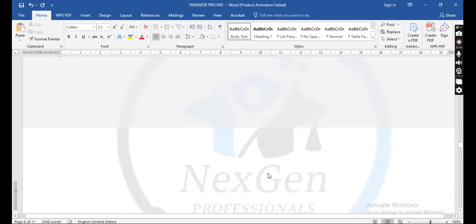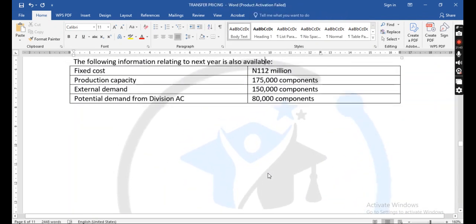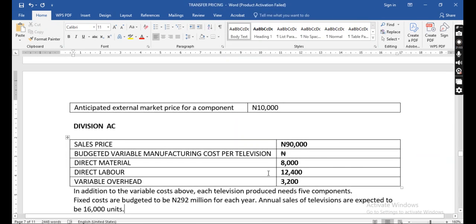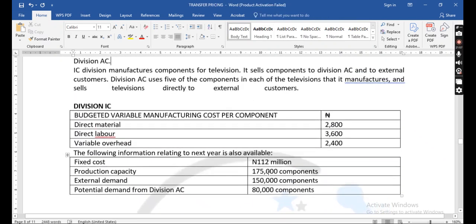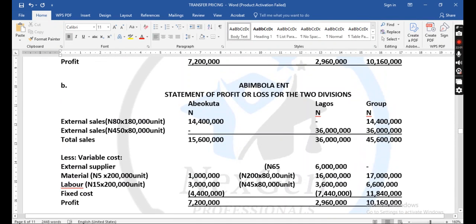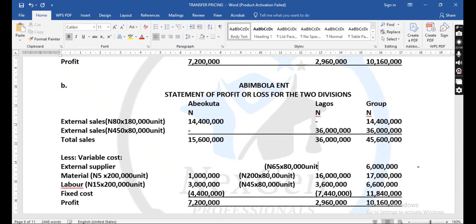Sorry, I'm trying to check something here. This is how many units this one is trying to purchase. Okay, that is it. Sorry, I just needed to confirm the next question. So this is 80,000 units. We get 80,000 from the external suppliers.